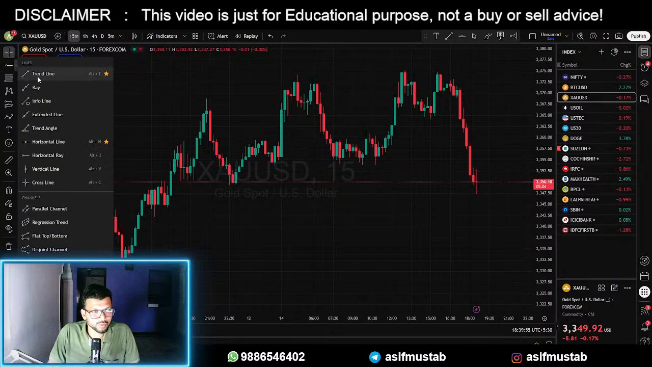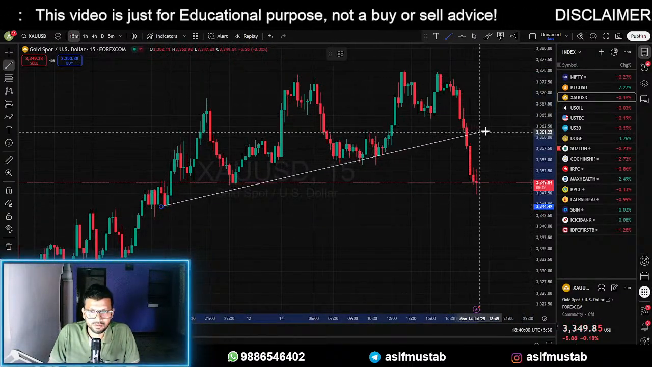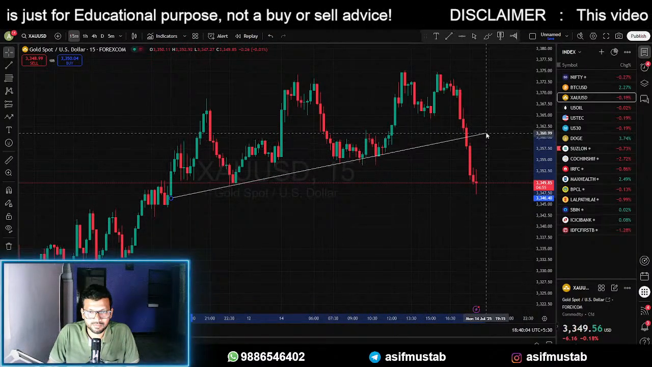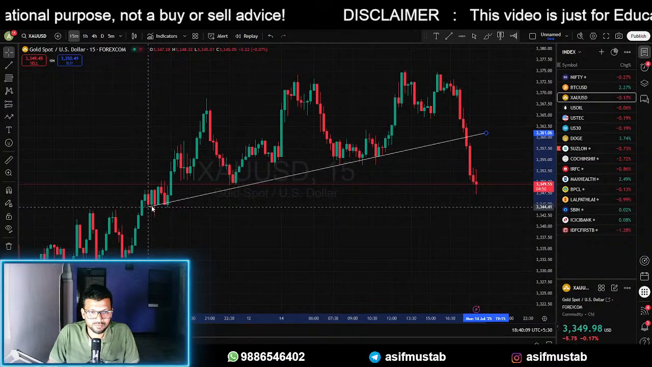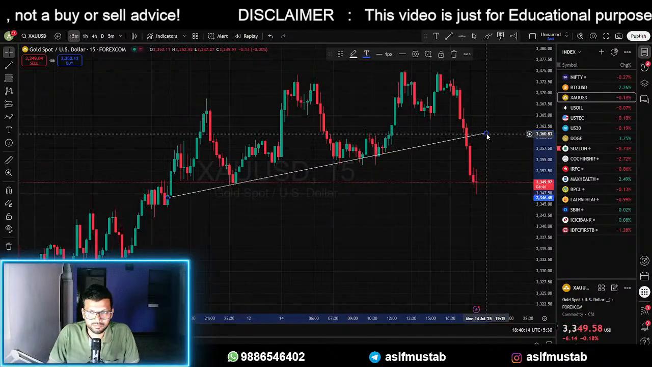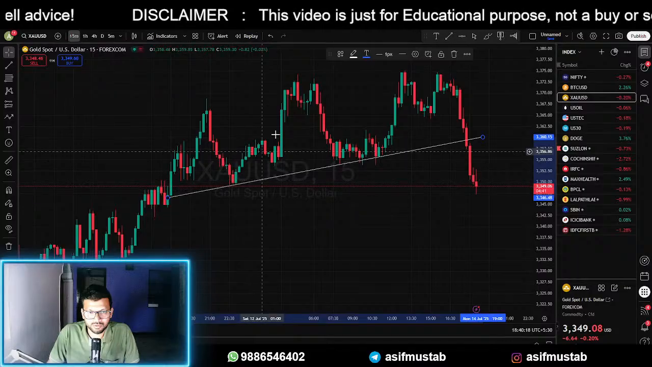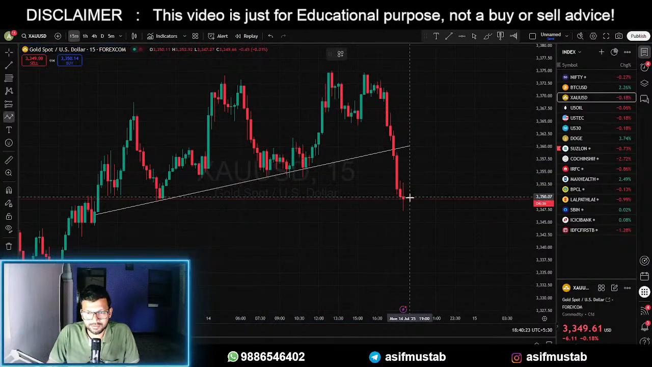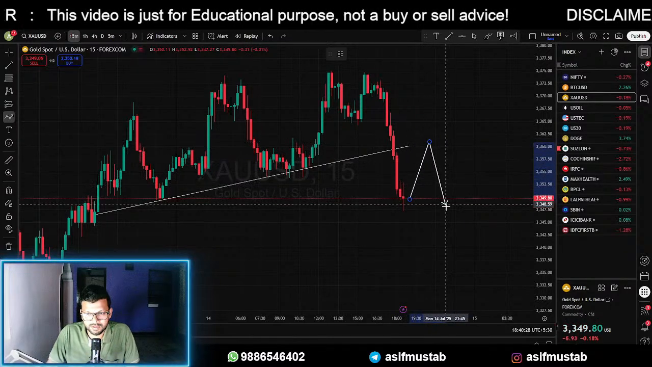I think gold will come to retrace at this level. One, two, three. Now this has been broken, but it has to retrace till this trend line again, and from here it will start falling.